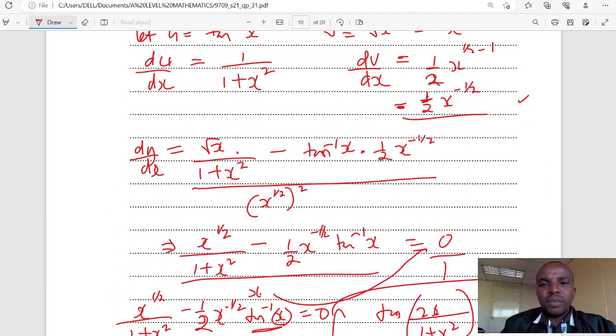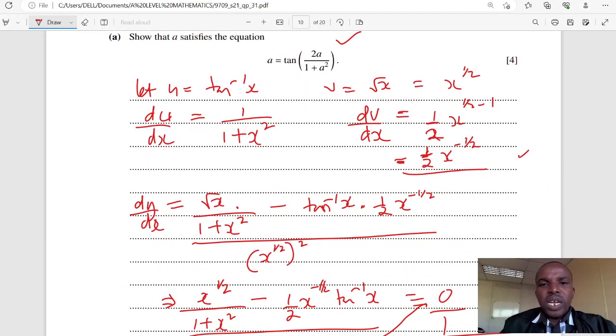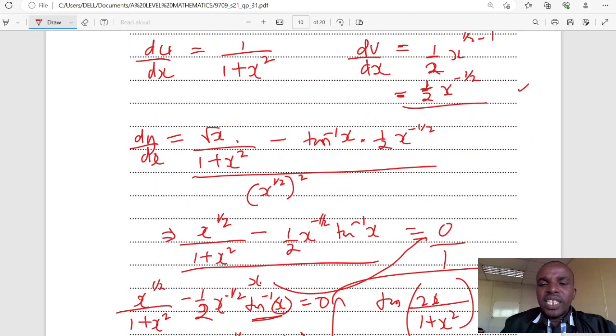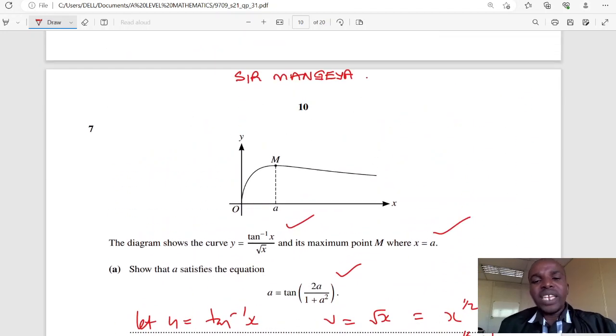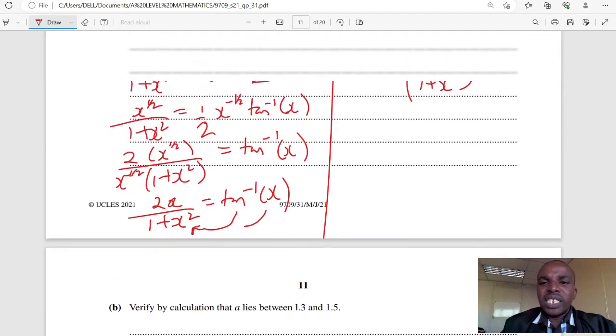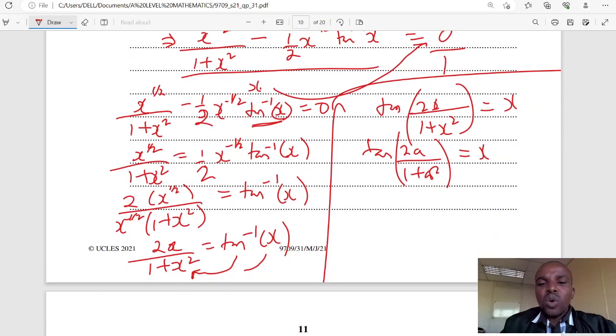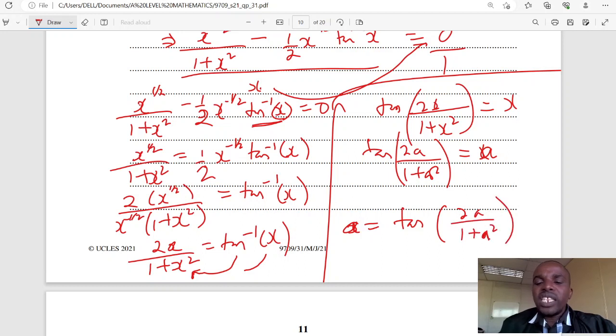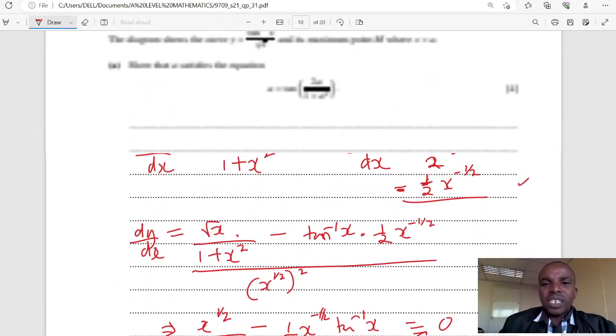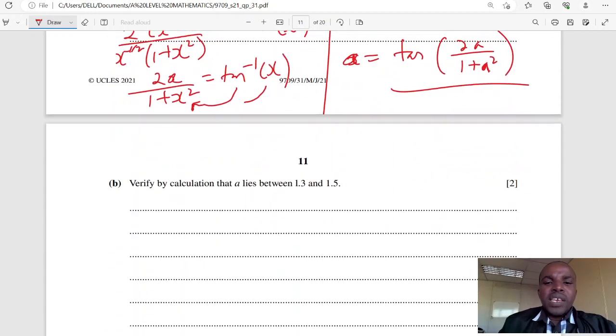Right, what do we have to show actually? Yeah, so that's it. You can say, in this case, since they say x is equal to a, the maximum point, you can put a where there is x. So it will be tan of 2a over 1 plus a squared, then is equal to x. Then we can say shown. Or you can just write it as x is equal to tan, actually x is a. You can say a is equal to tan of 2a over 1 plus a squared. Then this will be the solution. Done. Right, part B, that was part A.